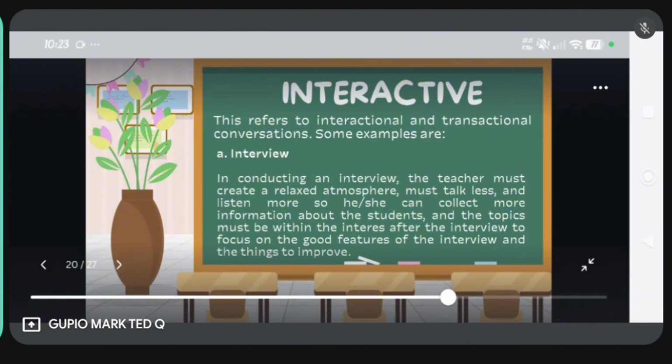In an interview, one person asks questions while the other responds. So both participants are actively involved. For example, in a job interview, the interviewer and candidate exchange information, with follow-up questions and clarifying answers. So this process helps both sides understand each other in a better way. So next please.